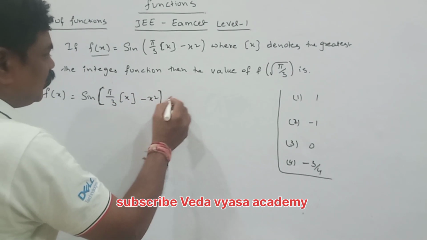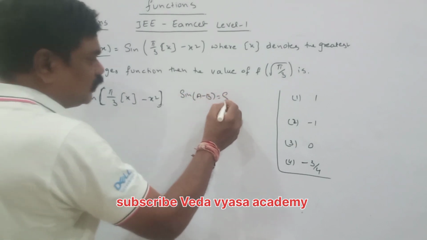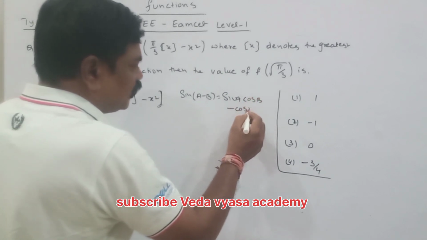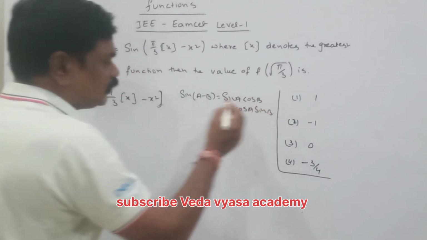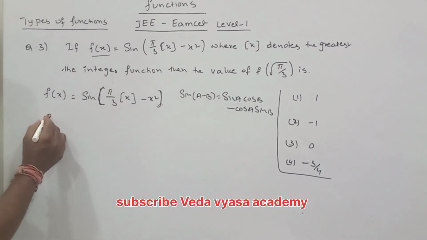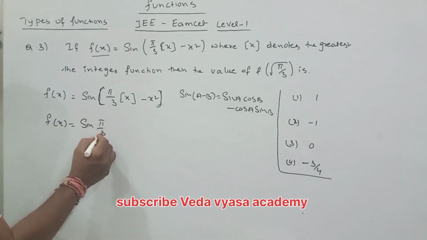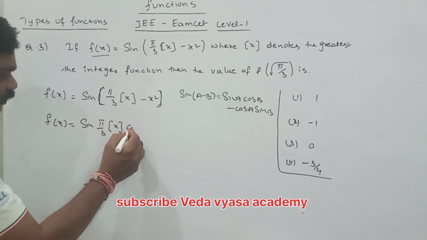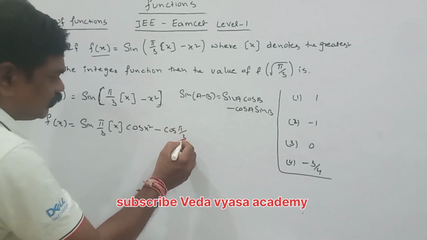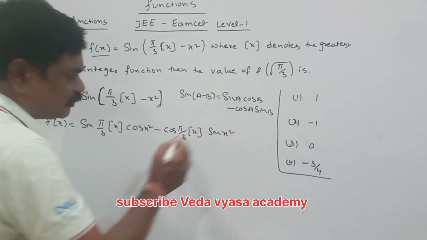We know the formula: sine of a minus b is equal to sine a cos b minus cos a sine b. You expand like this. So f of x is equal to sine pi by 3 of step x into cos x square minus cos pi by 3 of step x into sin x square.